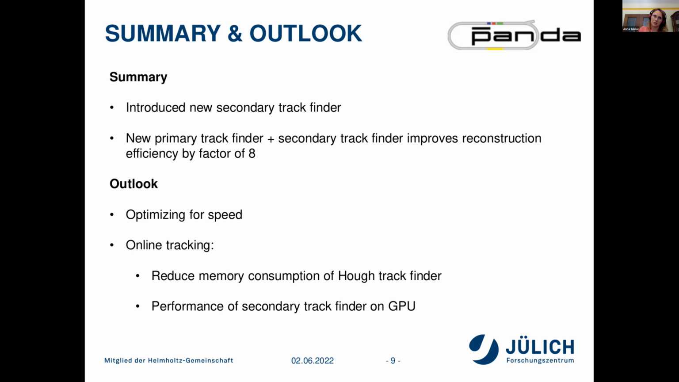I already started with this by porting the HAF track finder on a GPU. But here I ran into memory problems with the GPU, so I couldn't use the GPU efficiently. So here I first have to find a better solution for this. And the next step will then be to see how the secondary track finder performs on a GPU.